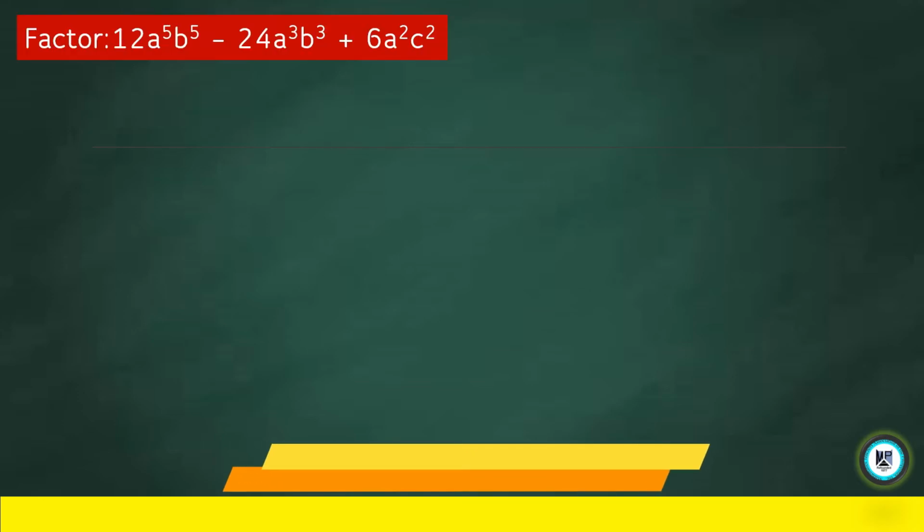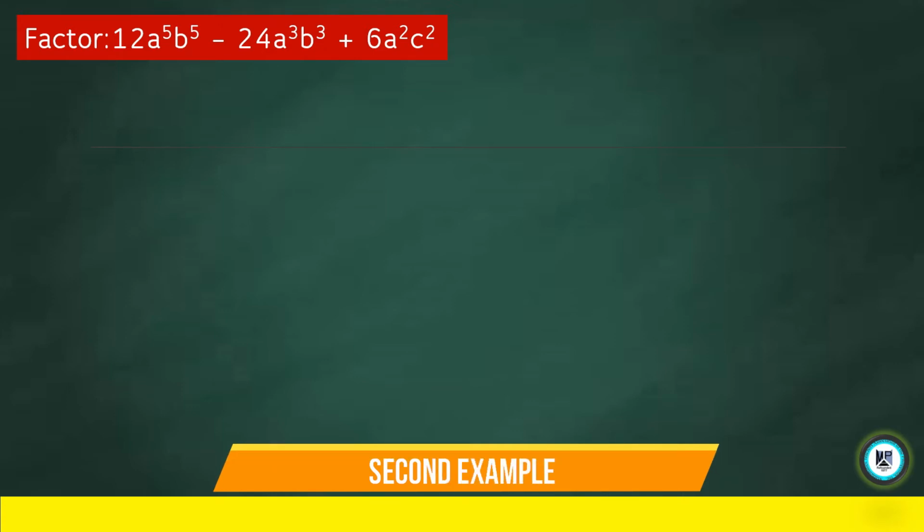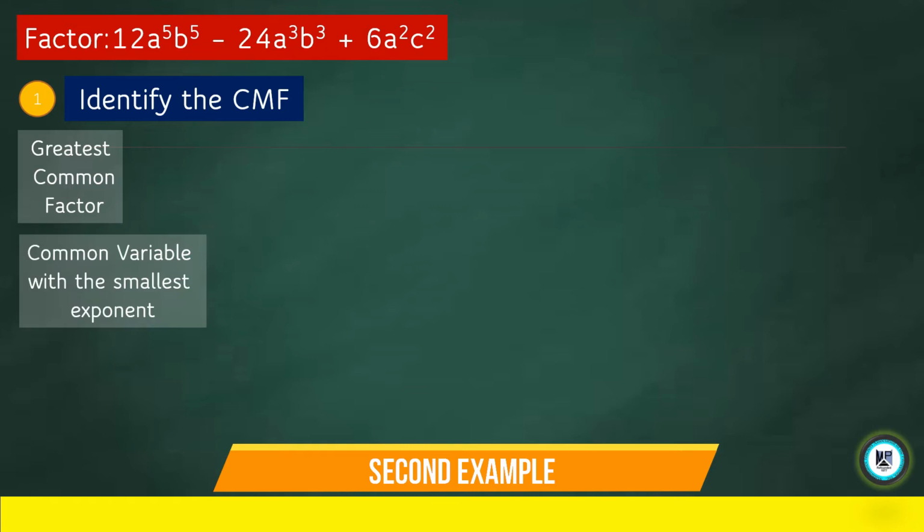For our next example, we are given 12a to the fifth b to the fifth minus 24a cubed b cubed plus 6a squared c squared. Following what we have in our previous example, we identify the common monomial factor by solving the GCF and common variable. For the GCF, we have 12, 24, and 6. Therefore, our GCF is equal to 6.